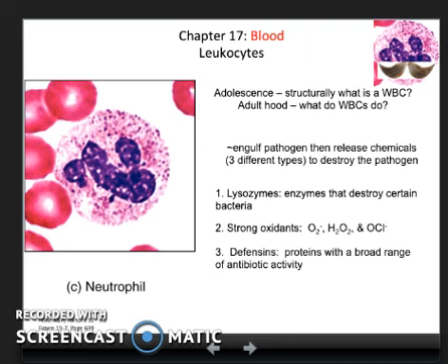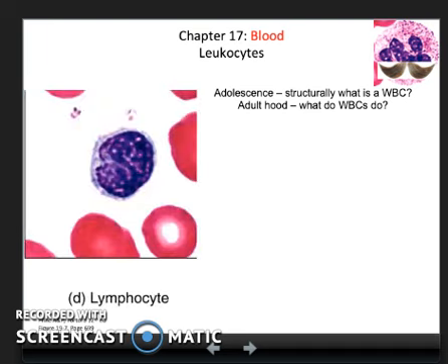The neutrophils also have what are called defensins. These are proteins with a broad range of antibiotic activities. These are contained within vesicles, and these are pretty crazy. They form peptide spears that actually poke holes in the microbe membranes. Super cool. Imagine molecular-sized spears that literally poke holes in the bacteria so that they lyse. Fun stuff.